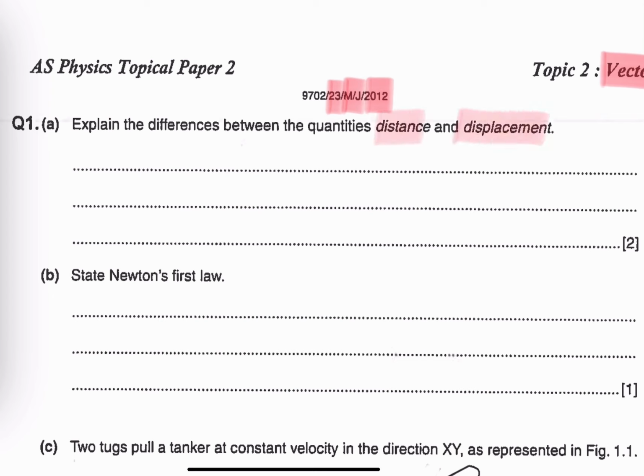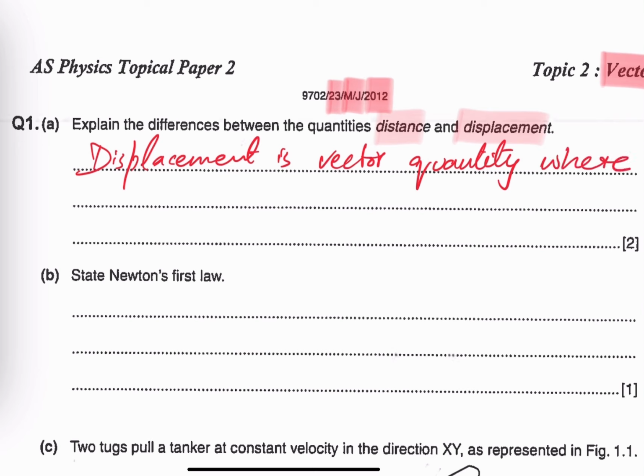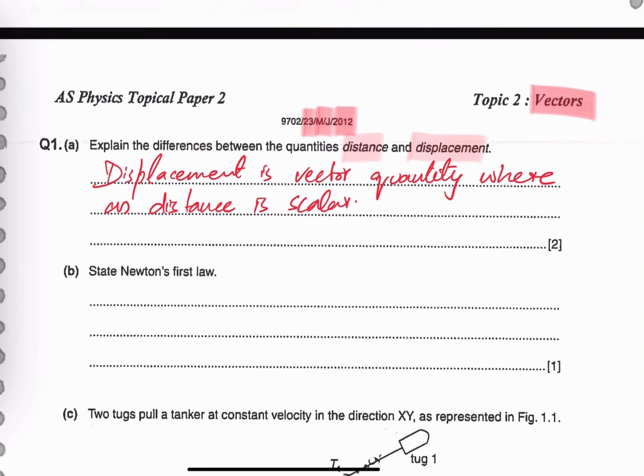So, distance, displacement. Displacement is a vector quantity, whereas distance is scalar. Okay, and distance is the path followed, and displacement is the shortest path.